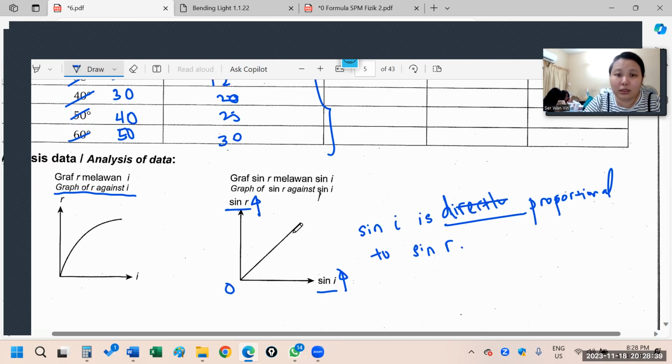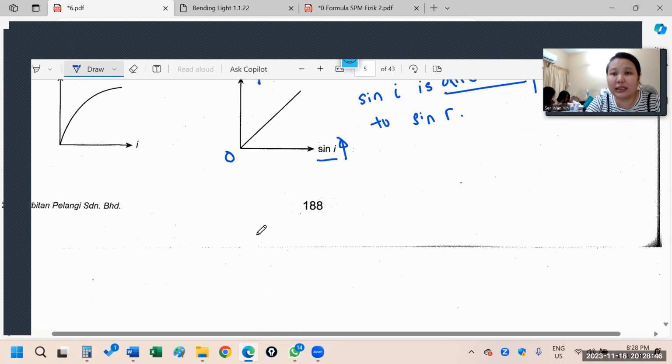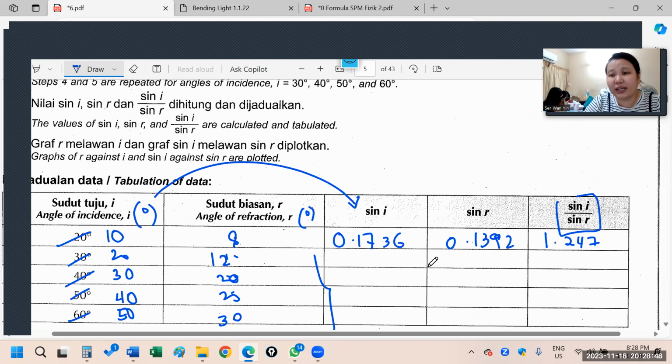Then the gradient here could be the refractive index. And if you calculate all, you will find out sine i over sine r is almost the same, 1.2 or 1.3 something. Okay, almost the same.